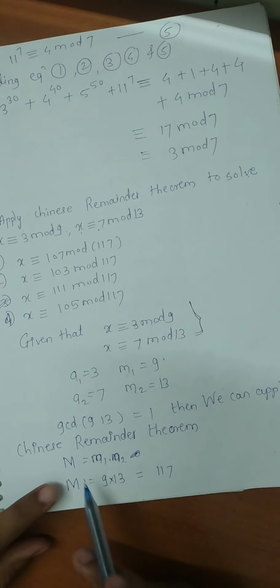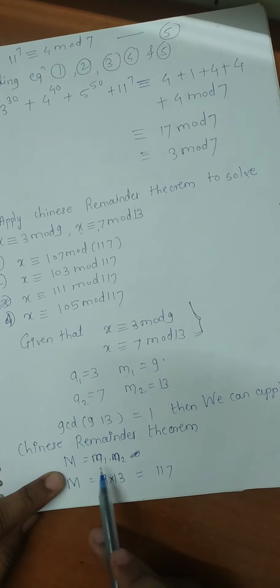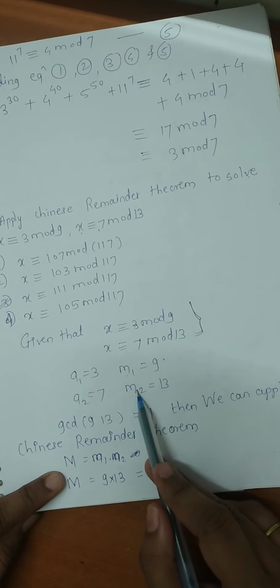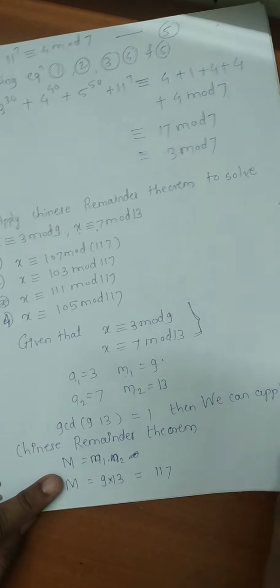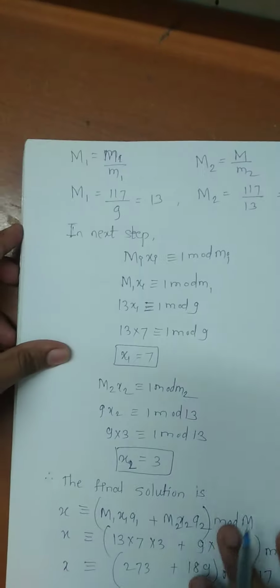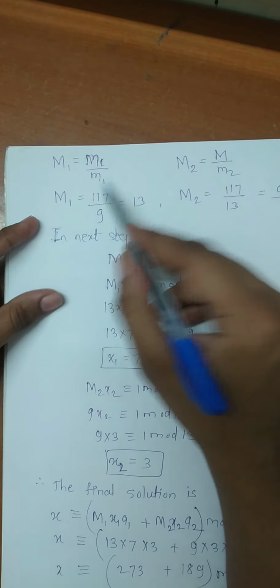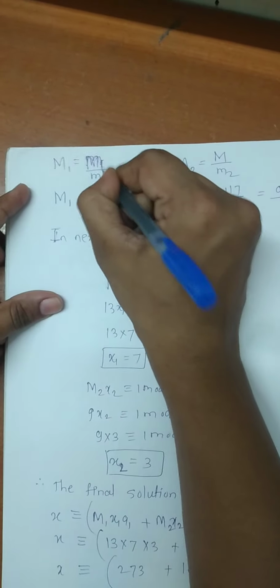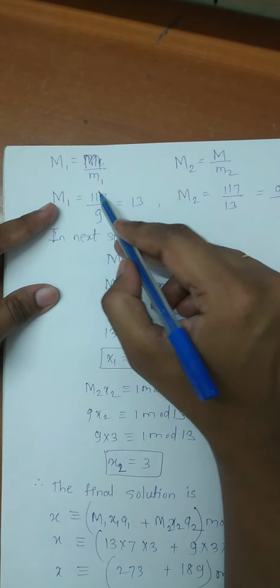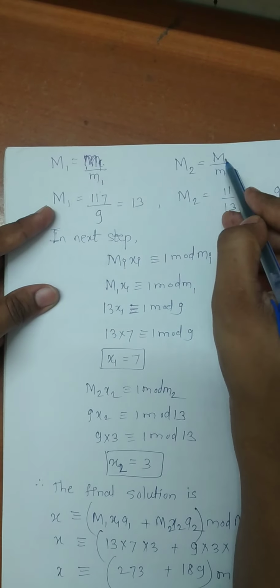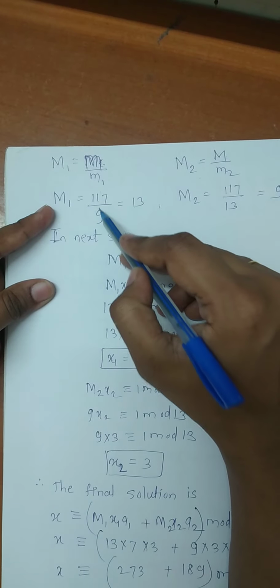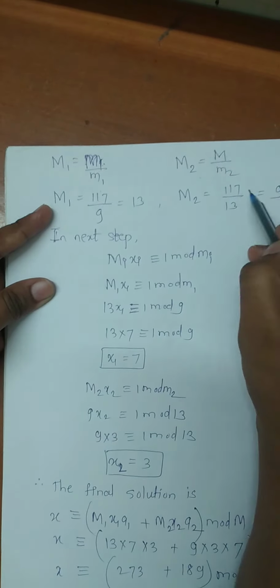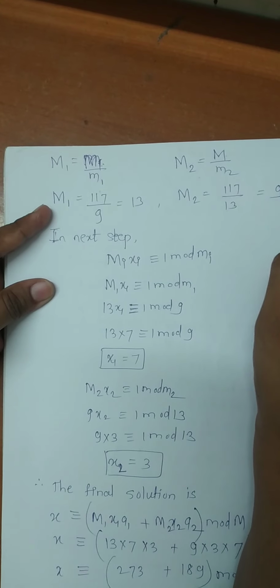Okay, so find capital M. Capital M we can write as the product of M1 and M2. So M is 117, that is 9 into 13. So you will get capital M1 is equal to M upon small m1, capital M2 is equal to M upon small m2. So we calculate here M1 is 117 by 9, that is 13. M2 is 117 by 13, that is 9.